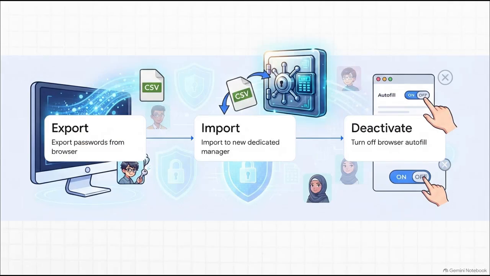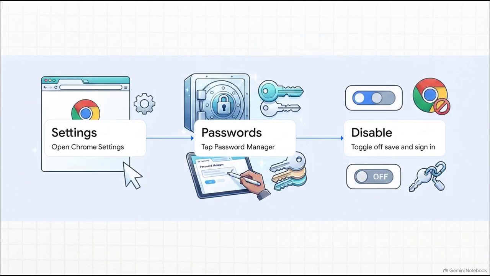Making the switch is actually surprisingly easy, but the order you do it in is absolutely crucial. Step 1, export your existing passwords from your browser into a CSV file. Step 2, import that CSV file into your brand new dedicated password manager. And step 3, and this is a major troubleshooting tip, only after you've imported your passwords do you deactivate your browser's built-in autofill. Let's look at exactly how to do that third step, using Google Chrome as an example.